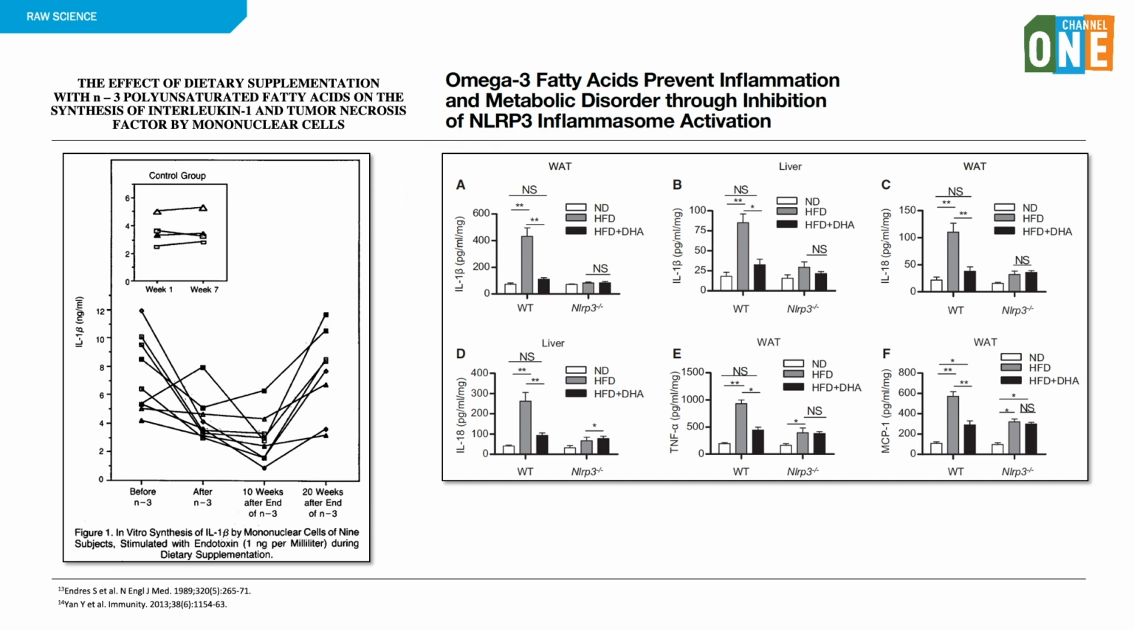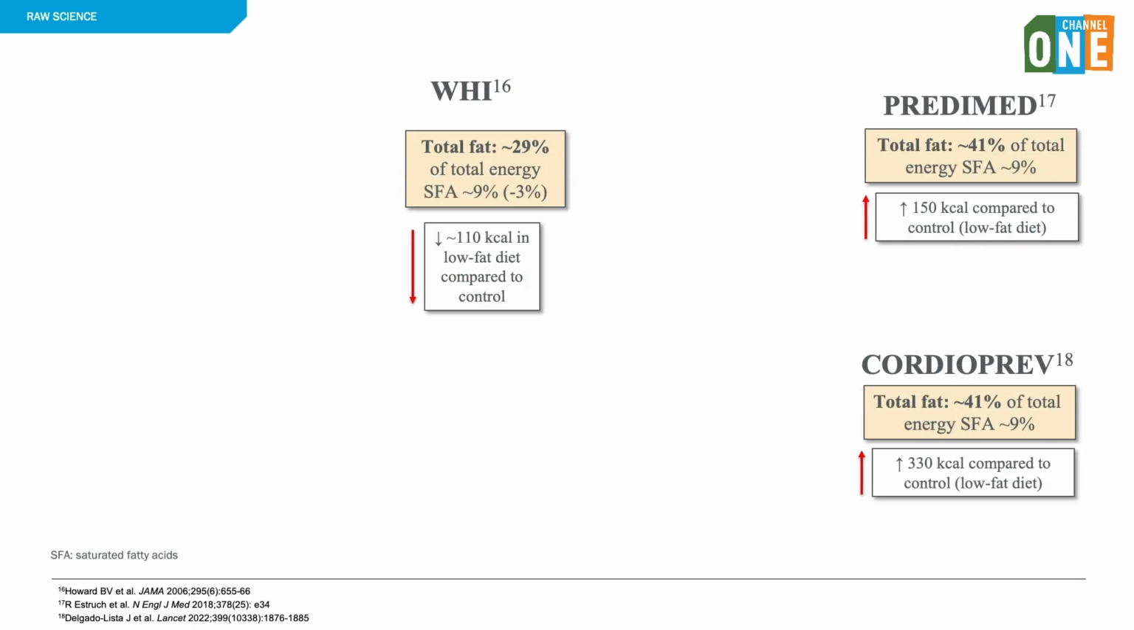However, I showed you some, I hope, interesting, mostly preclinical data, but do fatty acids, particularly unsaturated fatty acids, really make a difference with regards to cardiometabolic outcomes in patients? And I think over the last 15 years, we've had 3 main studies that I really believe changed the way we practice nutrition. The first one is the WHI, the Women's Health Initiative study. The second is the Predimed study done in Spain, and the third is the CardioPrep study, also done in Spain.